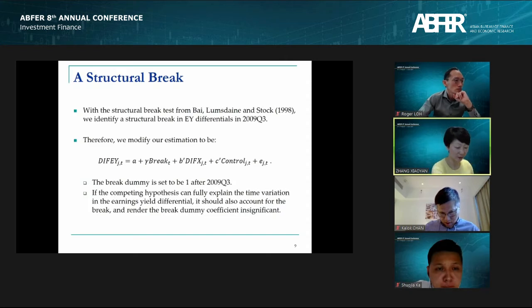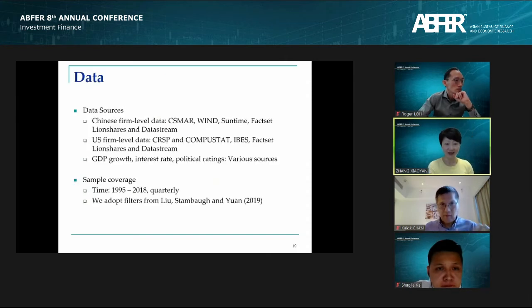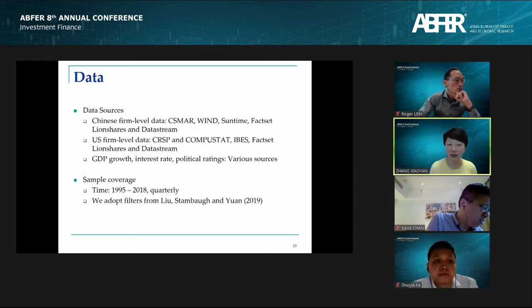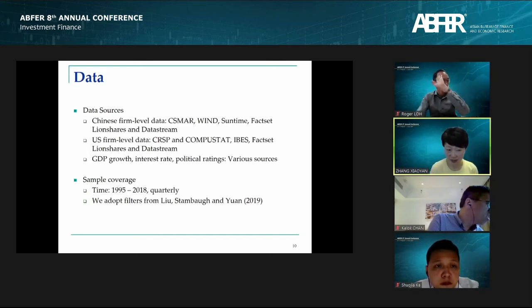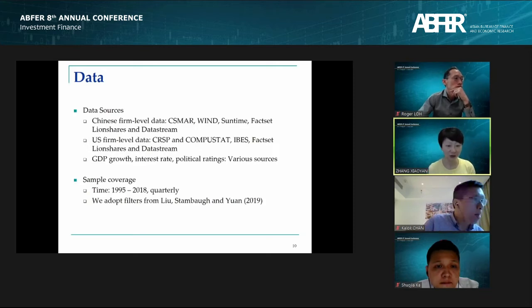Now we're ready for the empirical results. Our data are from very standard sources, including CSMAR, Wind, and so on and so forth. I'm not going to read. And then our sample coverage is from 1995 to 2019, which tells you that we took our time writing this paper. And then we adopt filters from Liu, Stambaugh, and Yuan. Okay, now we're going to examine our three hypotheses, starting with shifting in industry structure.